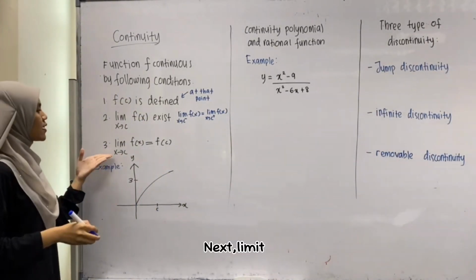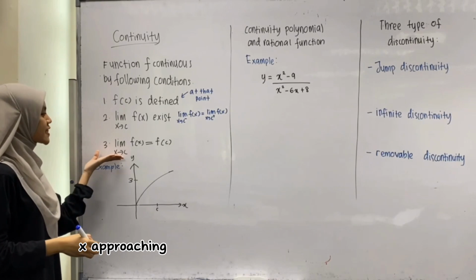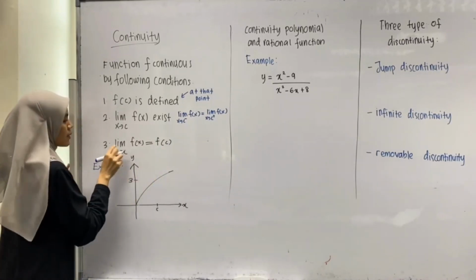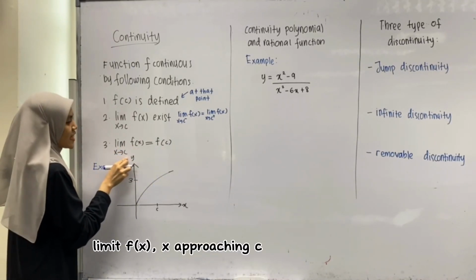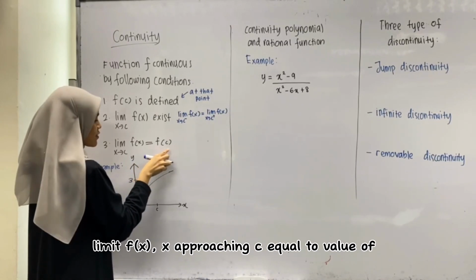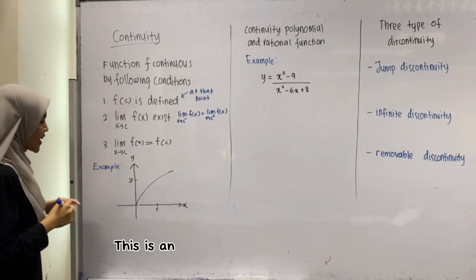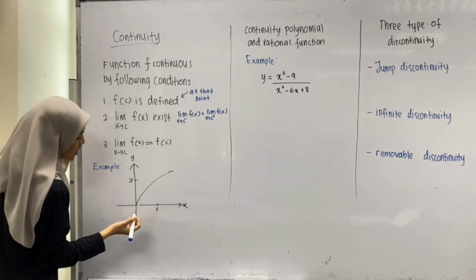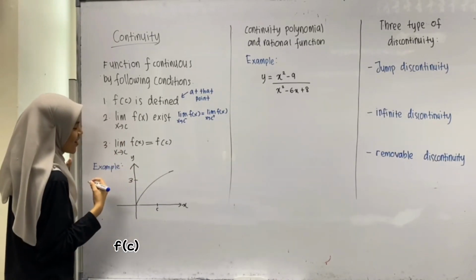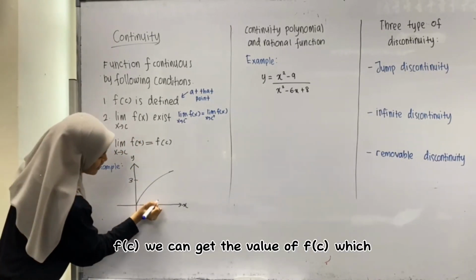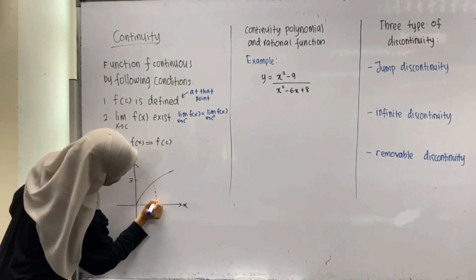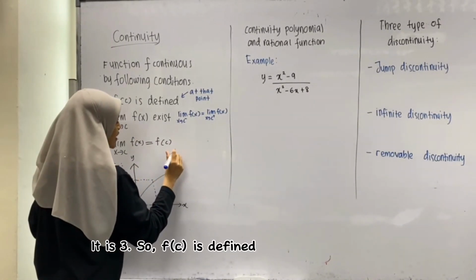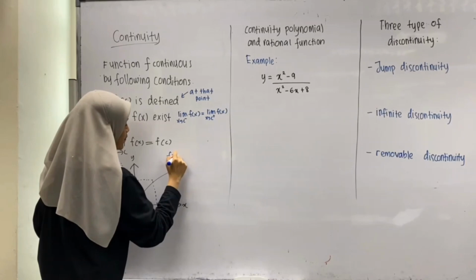Next, the limit of f(x) as x approaches c is equal to f(c), which means the value of the limit equals the value of f(c). This is an example. If we look at f(c), we can get the value of f(c), which is 3. So f(c) is defined because there is a value at that point.